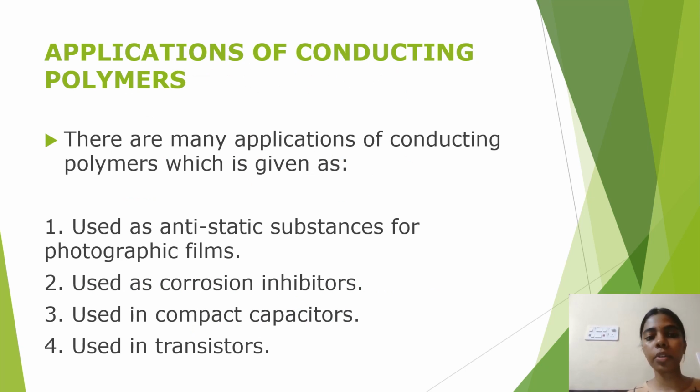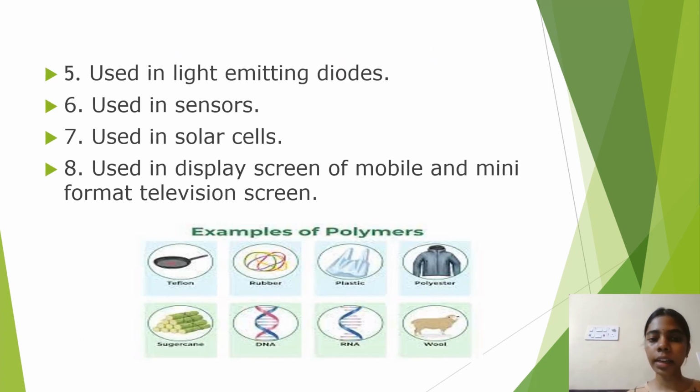Now we are going to talk about applications of conducting polymers. There are many applications for conducting polymers, some of which are given below. Used as anti-static substances for photographic films, used as corrosion inhibitors, used in compact capacitors, used in transistors, used in light-emitting diodes, used in sensors, used in solar cells, used in display screens of mobile phones and mini format television screens also.